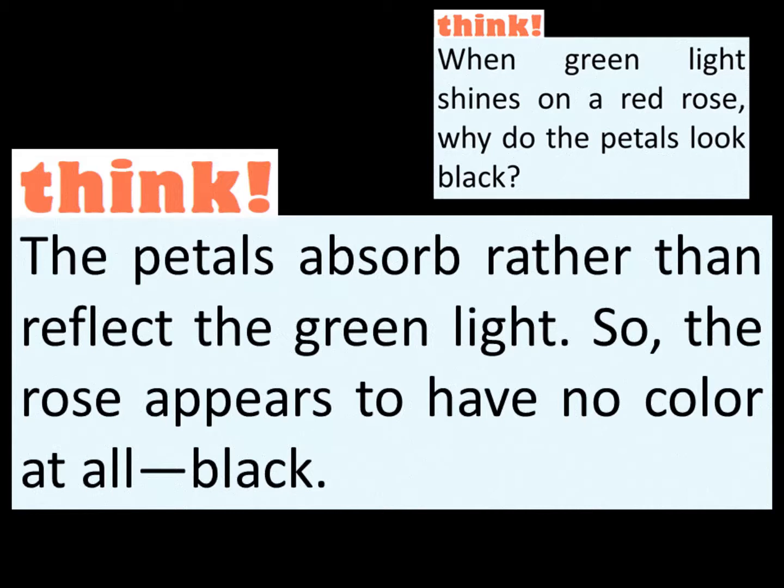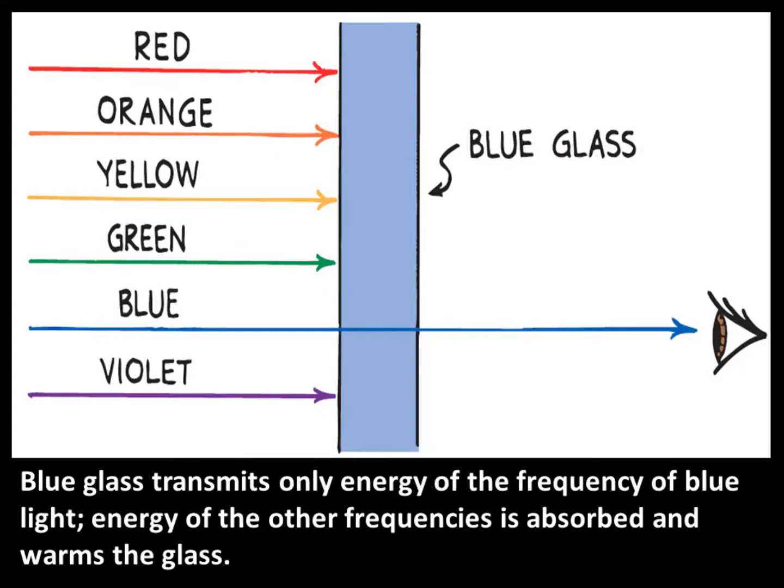So remember, when you see something, you are seeing the color that is reflected from that object. If there's no light, for instance, if you're in a dark room, the color is black. You only have color if you can have reflected light.